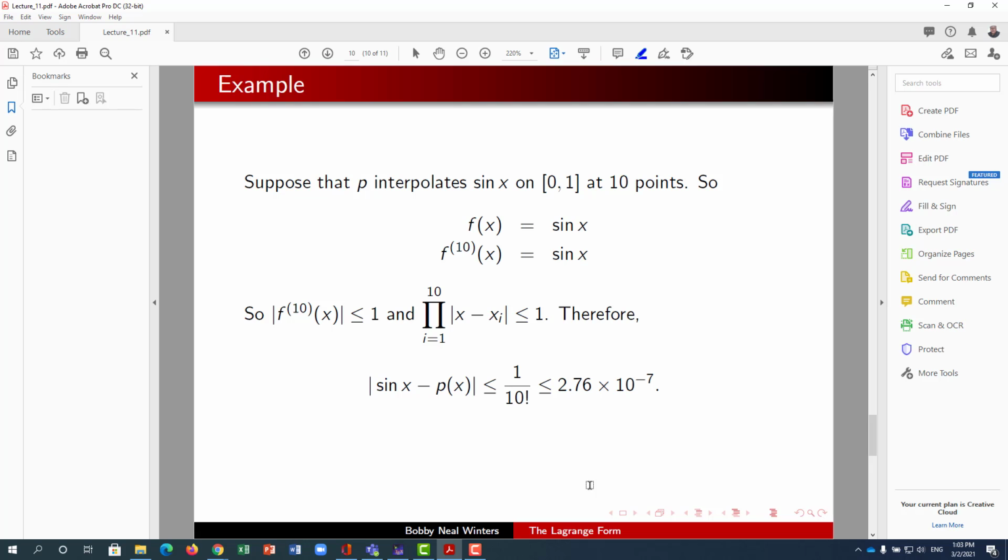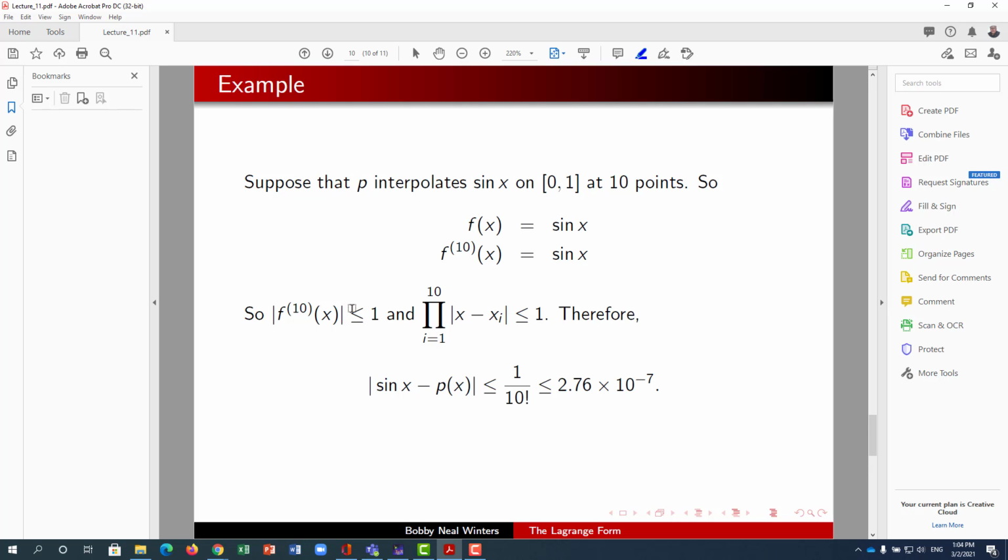Now, let's look at an example here. Let's suppose that p interpolates sine on the interval from 0 to 1 at 10 points. So f of x is equal to sine of x. If you take its derivative once, that's cosine. If you take its derivative again, it's negative sine. You start toggling through that. If you do this 10 times, the derivative is, and I lose track, it's either sine or negative sine. Let's pretend it's a sine.